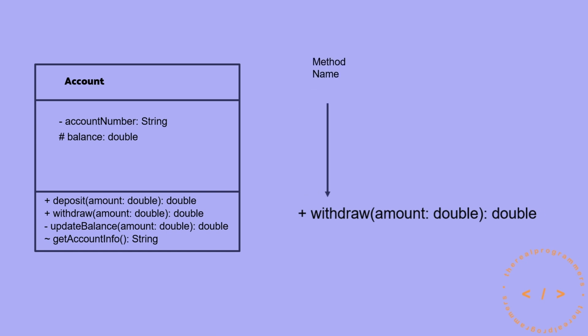If I zoom into one of the methods, withdraw, within the account class, it also starts with the visibility symbol, then the method name, then the arguments within the parenthesis, comma separated: name, colon, and the type of argument. And if there are no arguments, then we can leave a blank parenthesis, then a colon, and finally the return type of the method.